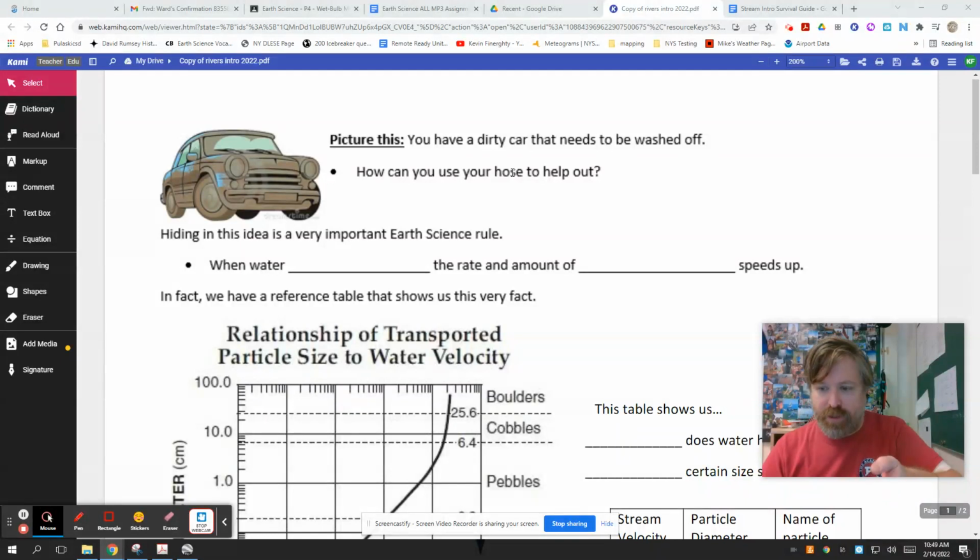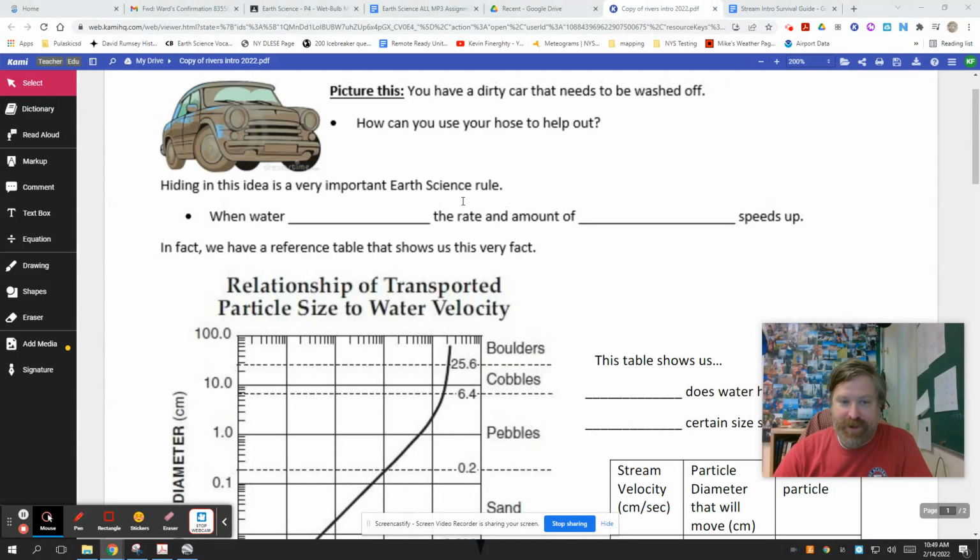You know, the little trick where you put your thumb over the end and the water goes faster, and then you realize that that faster water does a better job of cleaning off the car. Or somebody earlier said pressure washer. That'll really do it. And the water's really going faster, and you'll get all that sediment off your car.